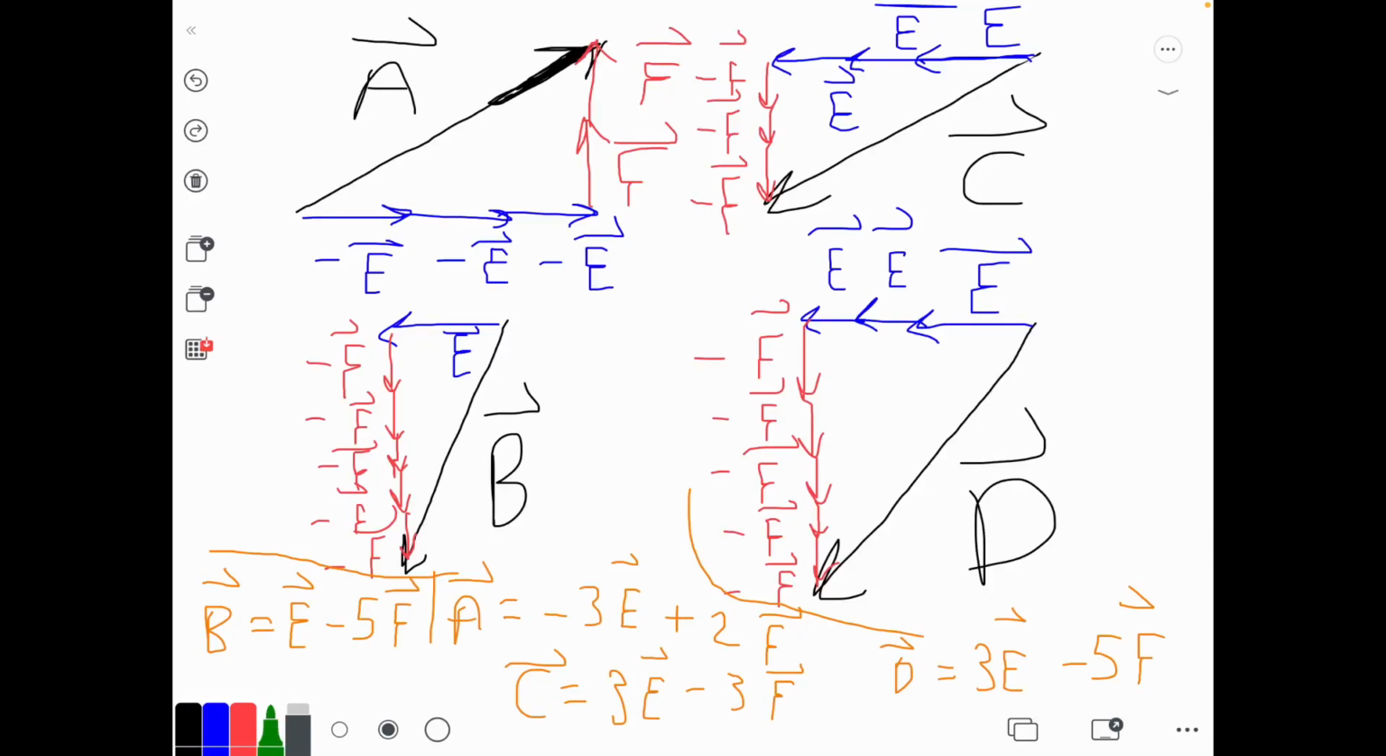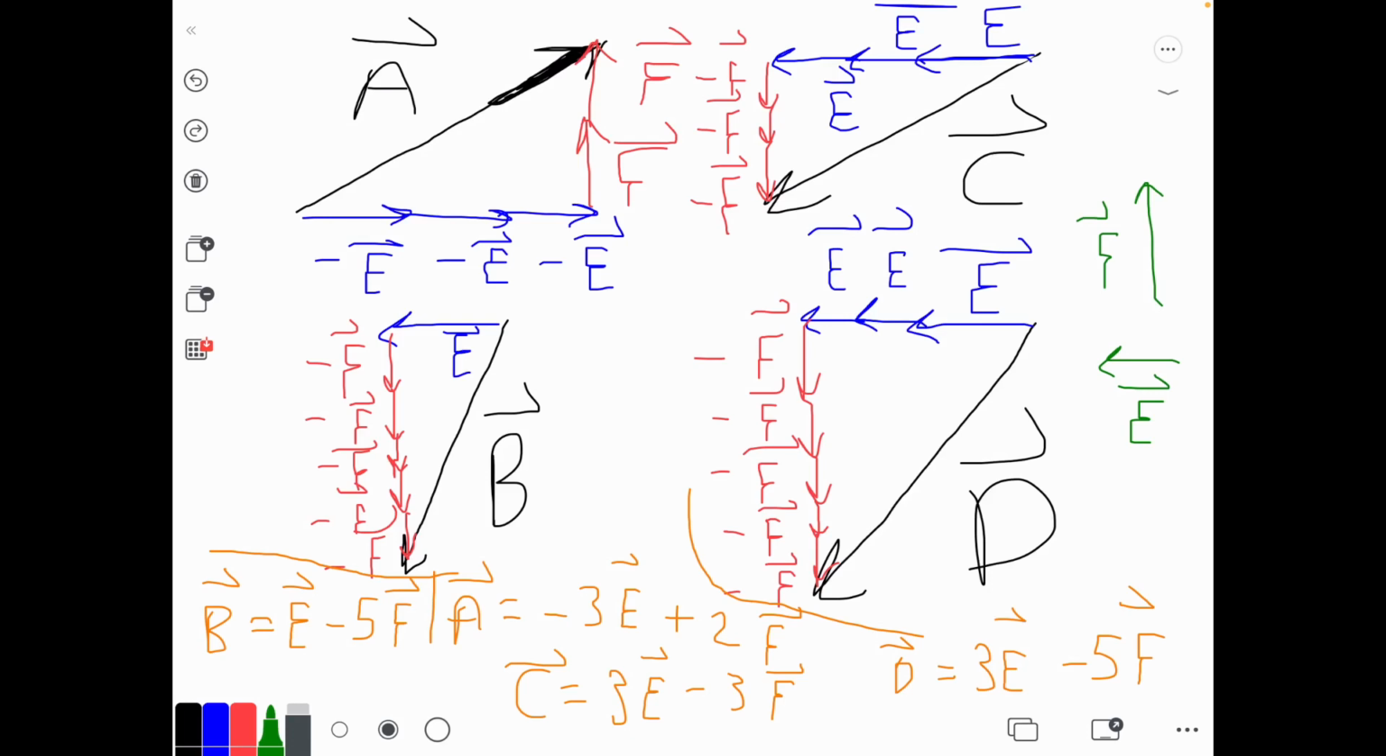Greetings everybody. Today we are doing unit vectors on a grid. We're going to use two unit vectors over here: vector f, which is going up 1, and vector e, which is going left 1, to describe our vectors in an equation based on units.